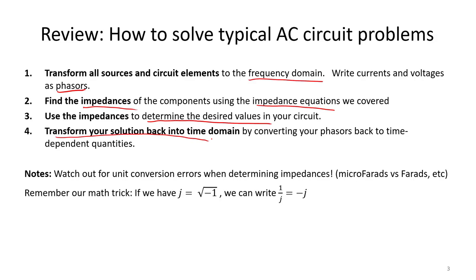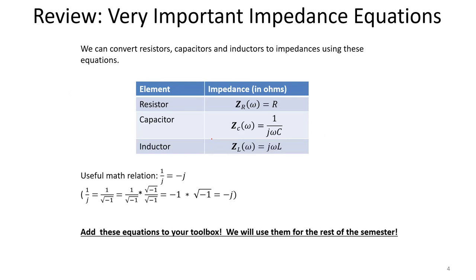Let's just briefly review the impedance equations that we've covered. So remember, if we want to convert resistors, capacitors, and inductors to impedance, we need to use our very important equations. And, of course, the math relation 1 over j equals negative j is also really useful. So definitely keep these equations handy, because we're going to continue to use them throughout the rest of this course. Once again, if you'd like further review on how to use these equations, check out our earlier videos.